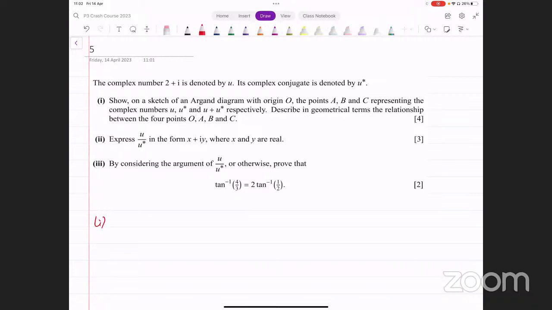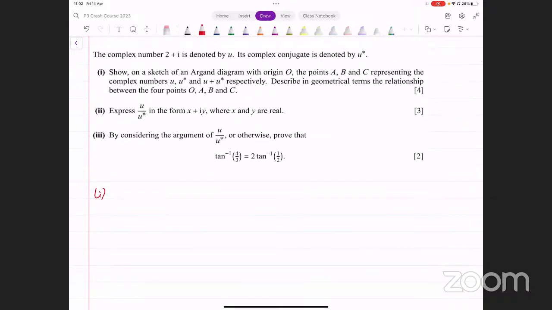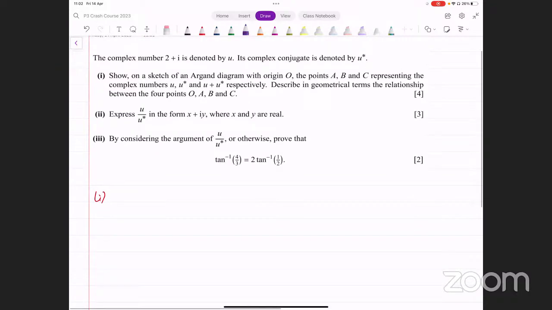So let's do that and see how we can represent these points on an Argand diagram. We have one complex number that is U, which is 2 plus i. We have its complex conjugate, which is U star. Let's write that down as well. What's the conjugate of 2 plus i? It's 2 minus i.